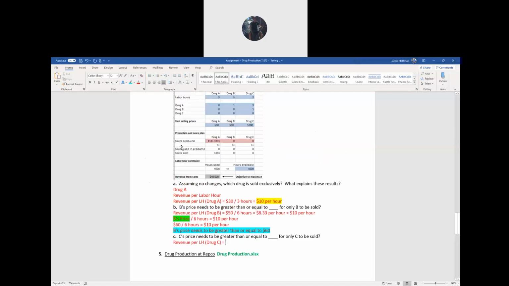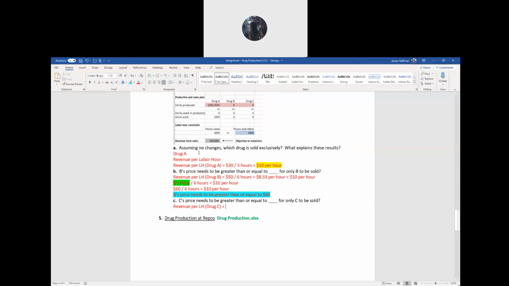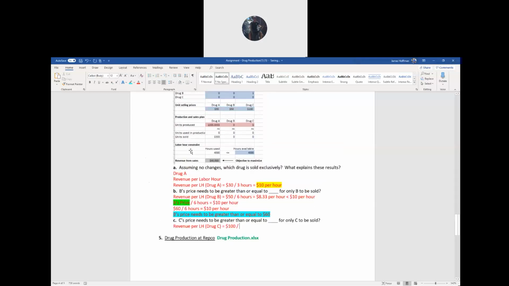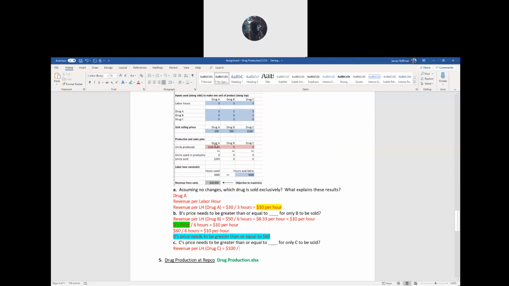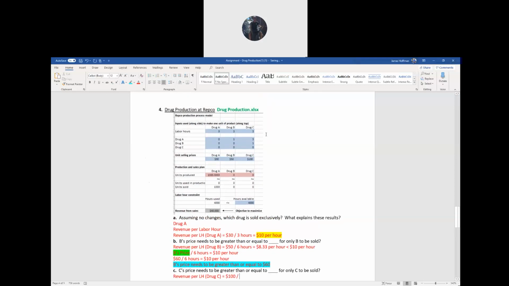Drug C's price is 100. All right. Now, can someone figure out how many hours it takes to make one drug C? Would be 15. Let's see. So B is 6 plus 9. No, a little more than 15. I got 18. Yeah, 18 is it.